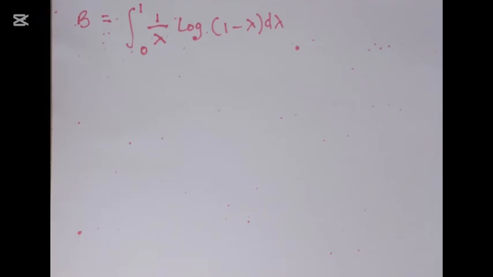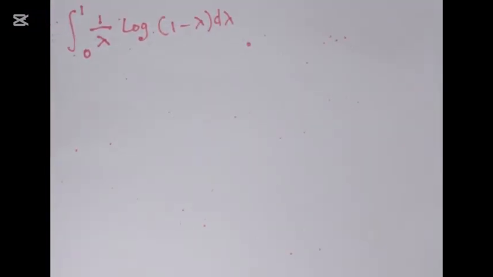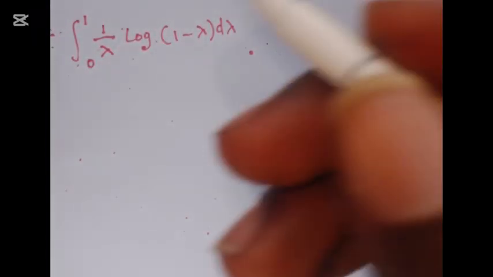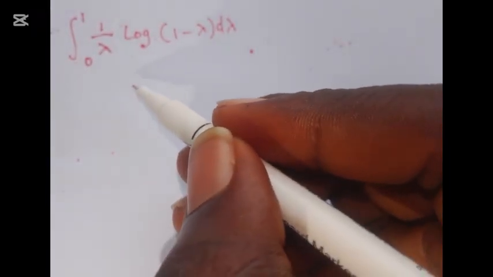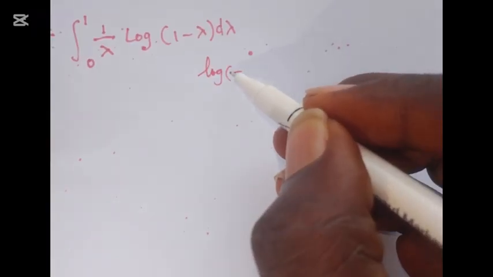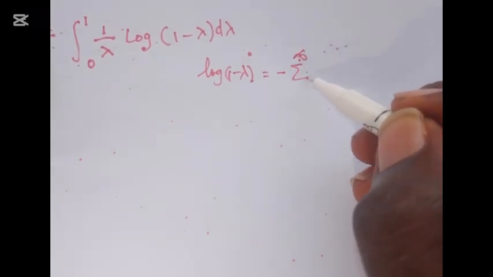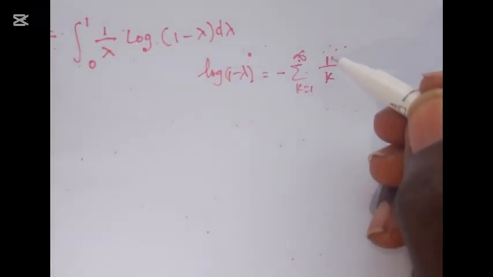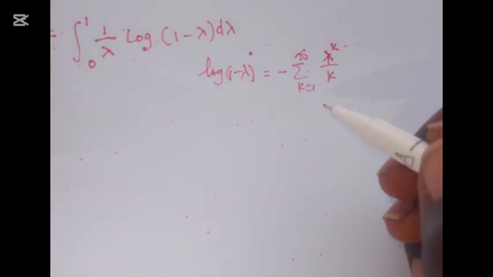We are going to use the same method that we used for integral A, by making use of the series representation of log(1 plus lambda) in integral A. Now, what is the series representation of log(1 minus lambda)? We know that log(1 minus lambda) is equal to negative the sum of k from 1 to infinity of lambda raised to the power of k over k. So this is log(1 minus lambda).